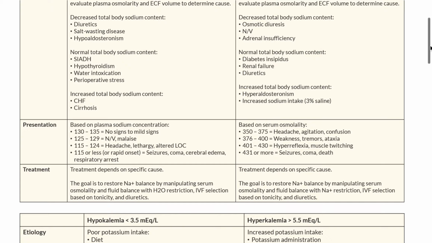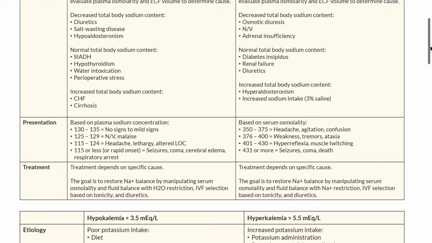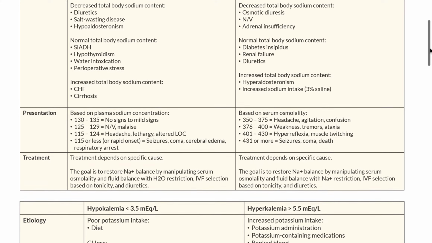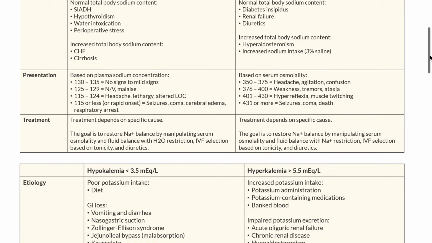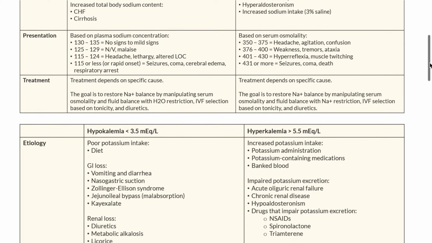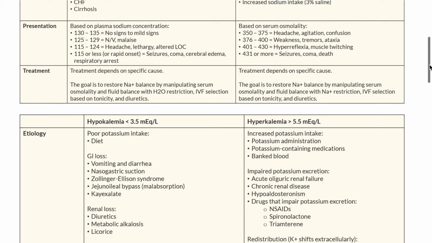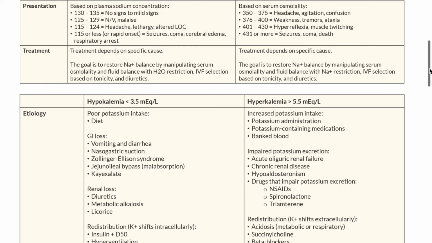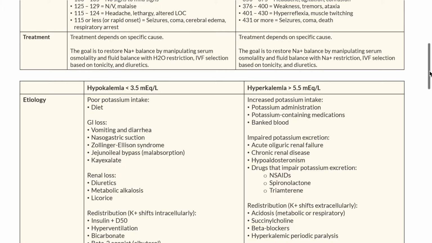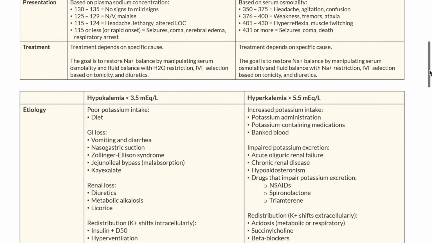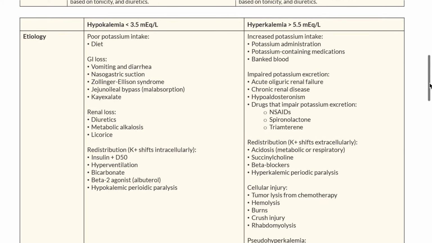350 to 375 is a headache, agitation, and confusion. 376 to 400 is weakness, tremors, and ataxia. 401 to 430 is hyperreflexia and muscle twitching, and 431 or more can result in seizures, coma, and death. Treatment, again, depends on the specific cause. The goal is to restore sodium balance by manipulating the serum osmolality and fluid balance with sodium restriction. IV fluid selection is based on tonicity, and it is also treated with diuretics depending on what the cause of the hypernatremia is.